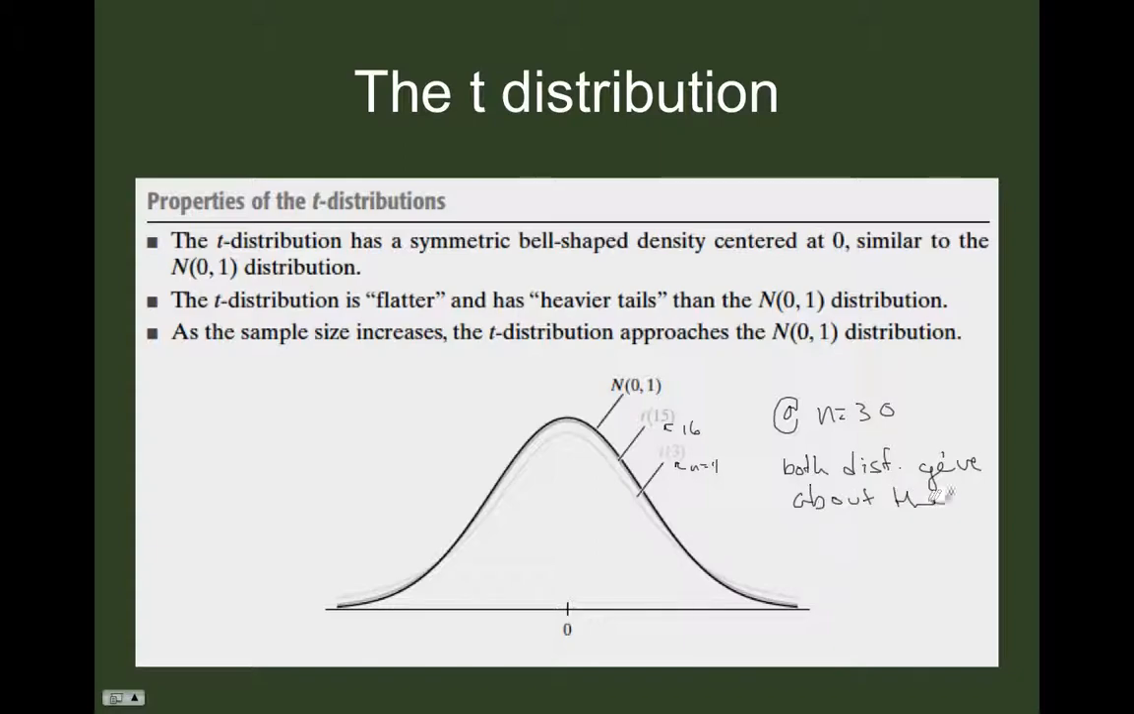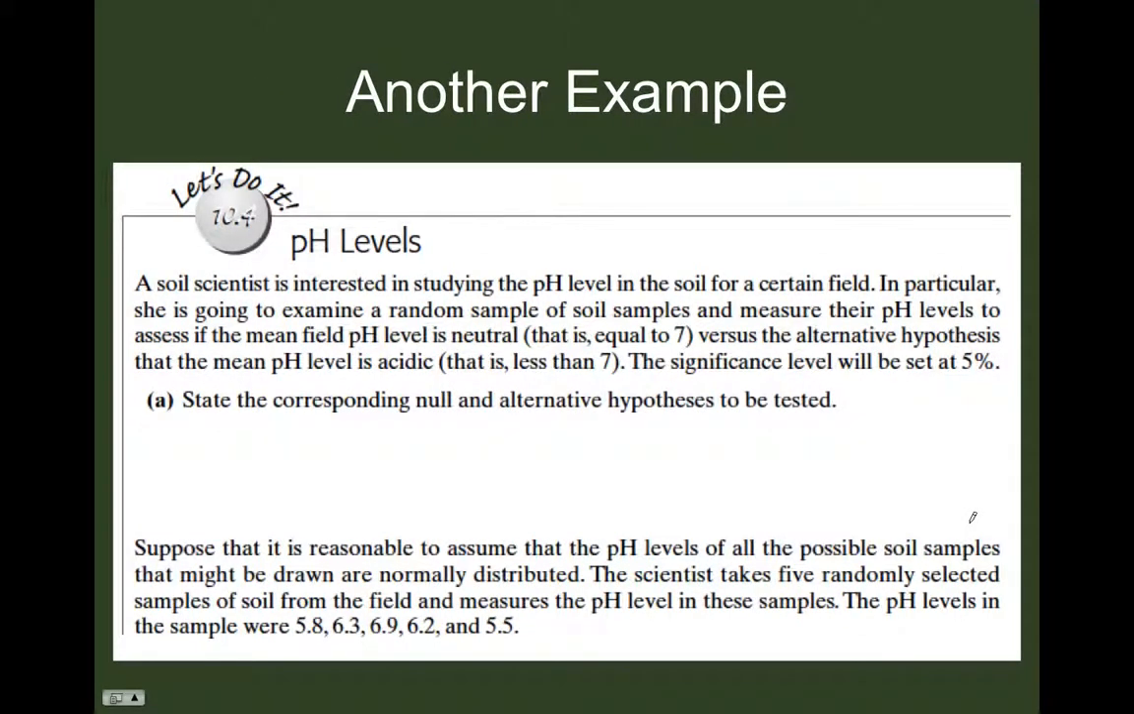Now that's one of the reasons that the threshold of sample sizes of 30 is used, because at 30 it won't really matter too much whether we use a Z distribution or a T distribution. Beyond that point, we would end up with the same probability values.